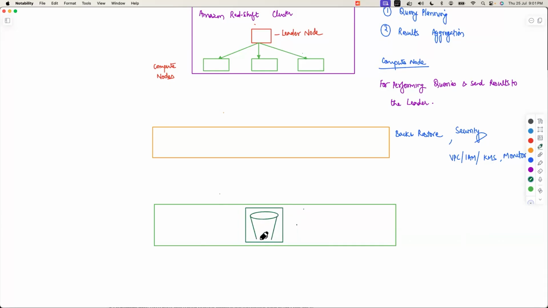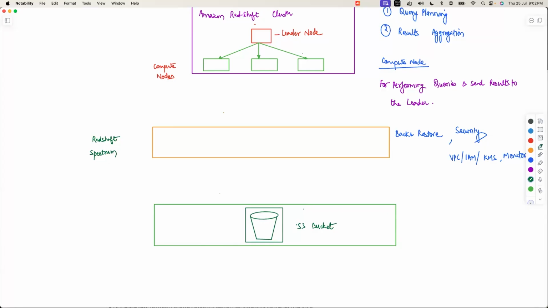Let's say this is my S3 bucket where the actual data is being saved, or the data is coming from here. Everything is there, right? Now, on this Spectrum, the Redshift Spectrum which you have taken, let's say this is my Redshift. Redshift Spectrum is there.